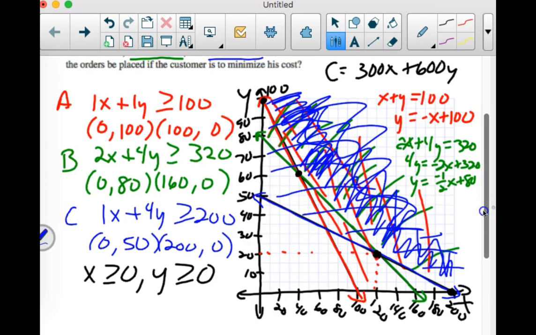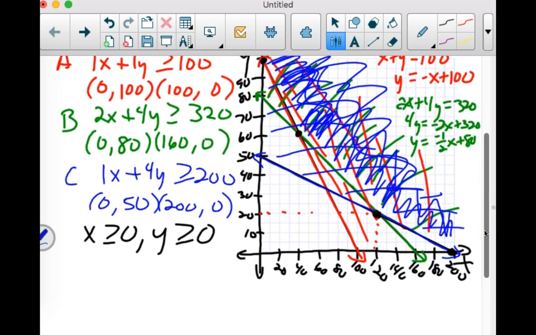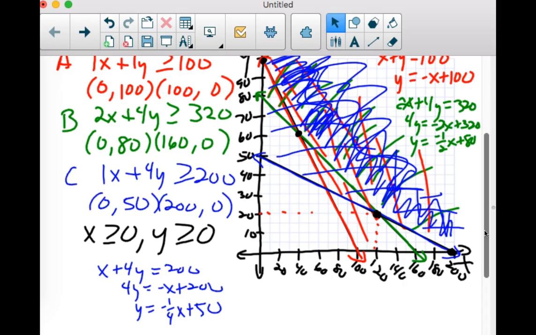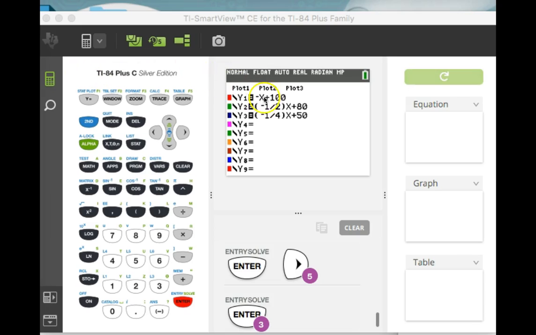And blue, I might have to fit over here somewhere. So that one we have x plus 4y equals 200. So we'll have 4y equals negative x plus 200, and we'll divide by 4 and get negative 1/4 x plus 50. So we're going to put those into the graphing calculator and find the intersections just to make sure that we have them right. I'm going to pause this at this point so that I can get the Smartboard calculator up and running. All right, as you can see, I have our 3 boundary lines listed here.